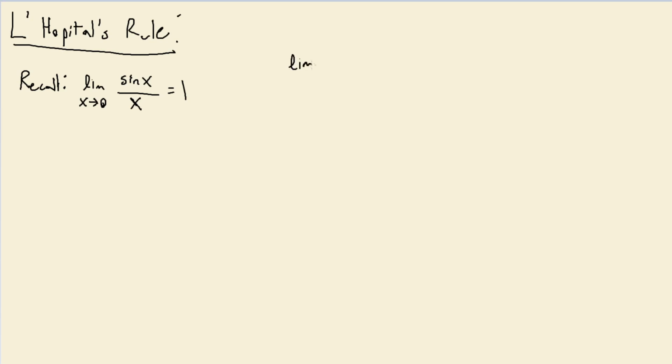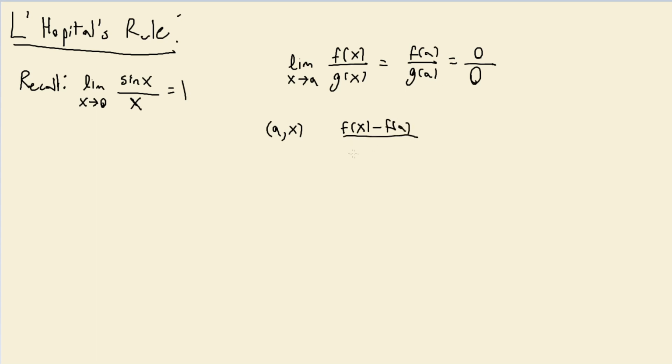So let's say that we have a pair of functions where the limit as x approaches some value a of those two functions, f of x over g of x, is equal to f of a over g of a, which winds up giving us an indeterminate form, 0 over 0. And now what I want to do is consider the range of x values from a to x. And I want to consider what happens when we apply the generalized mean value theorem over this interval of x values. Well, what that tells us is that there must exist some value c where f of x minus f of a over g of x minus g of a is equal to f prime of some value c over g prime of that same value c.